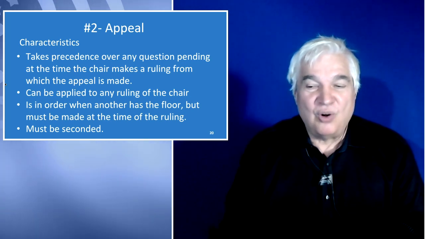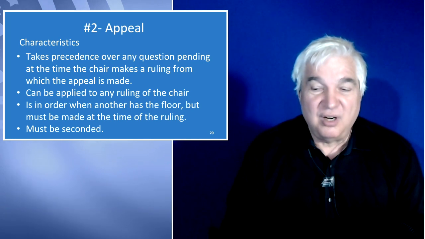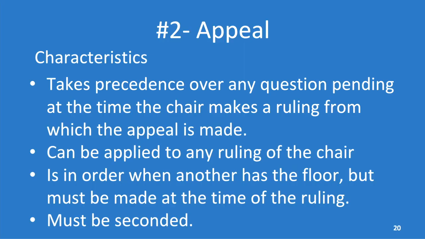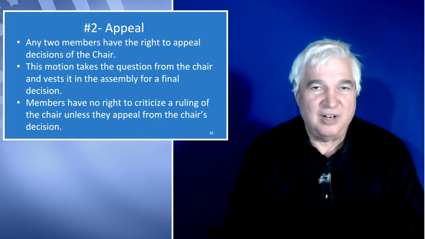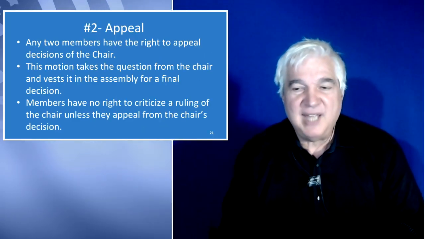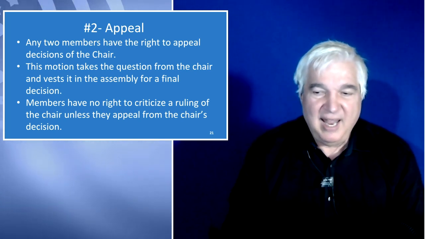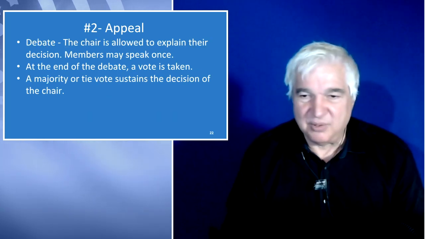It can be applied for any ruling of the chair, and it is in order when another has the floor, but must be made at the time of the ruling, and it does require a second. So next one, any two members have the right to appeal decisions of the chair. The motion takes the question from the chair and vests it in the assembly for the final decision. Oh, this is a duplicate. Let's go to the next one.